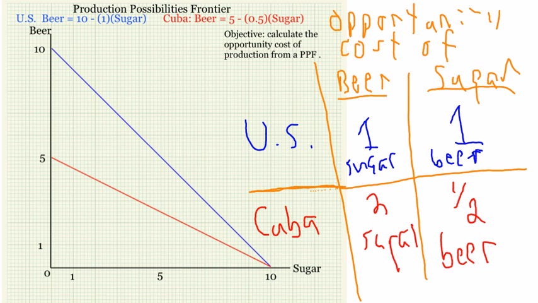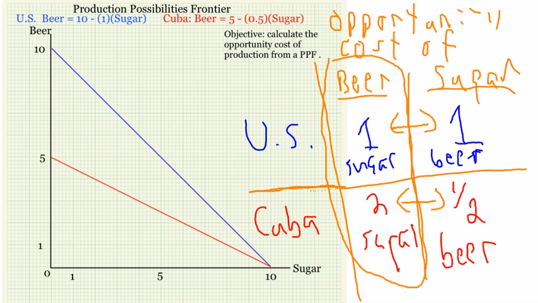To summarize, these are the answers that we found. And I want to point out something here. For the U.S., notice that both opportunity costs, they are reciprocals of one another. The opportunity cost of beer is the reciprocal of the opportunity cost of sugar, and vice versa. The same thing is true for Cuba. The opportunity cost of beer is the inverse of the opportunity cost of sugar, and the opportunity cost of sugar is the inverse of the opportunity cost of beer. So if you were asked these questions and you just went ahead and found the opportunity cost for beer first, you don't even have to think much about the sugar. You just take the inverse of it.